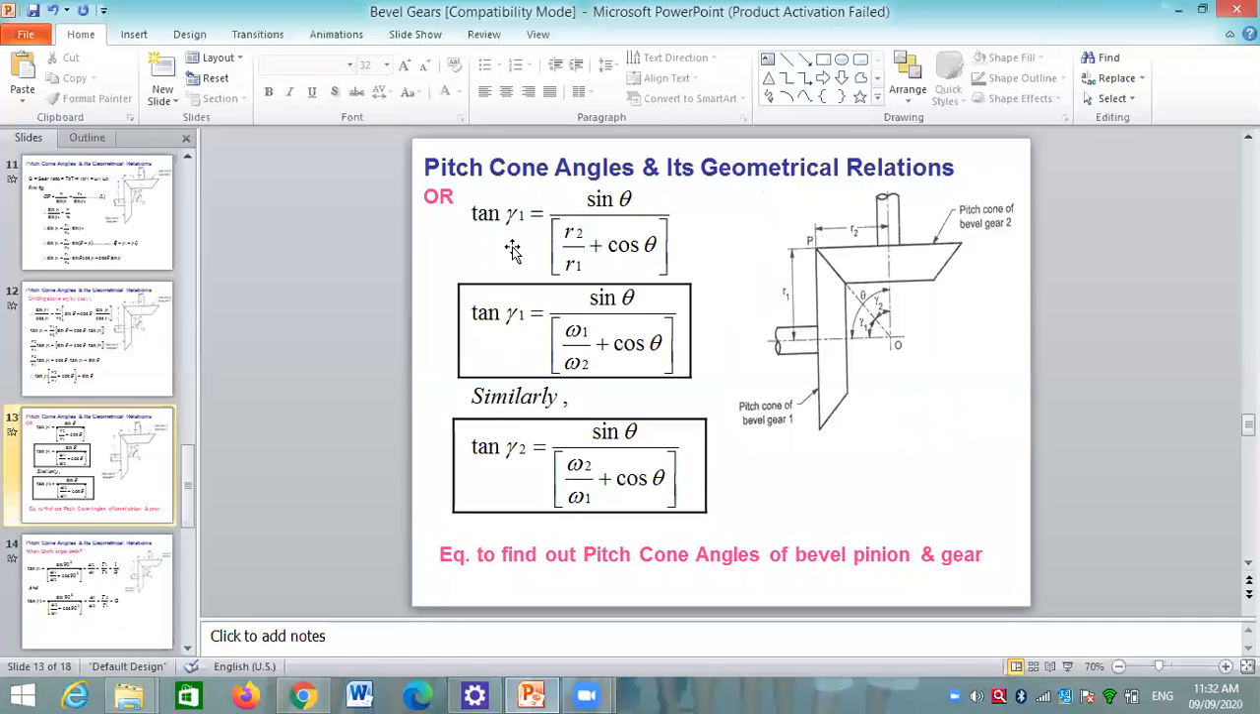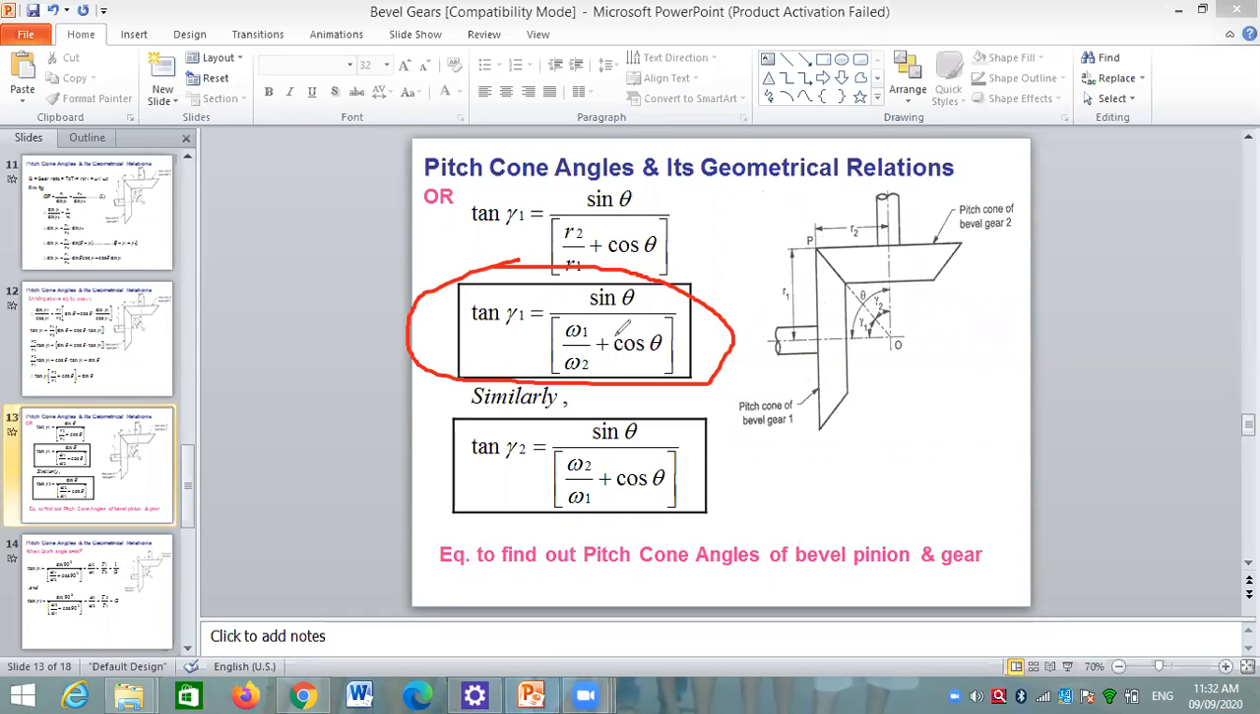Here is a relation, that is tan of gamma 1 is equal to sine of theta upon r2 upon r1 plus cos of theta. Tan of gamma 1 is equal to sine of theta upon r2 upon r1 plus cos of theta, and if we replace r2 upon r1, then it will become omega 1 upon omega 2. This is the formula to calculate the pitch cone angle for a gear. Gamma 1 represents a gear and 2 represents a pinion.